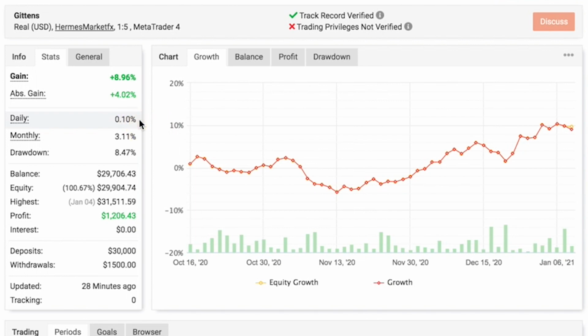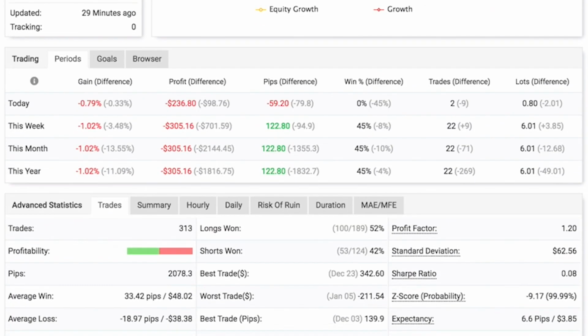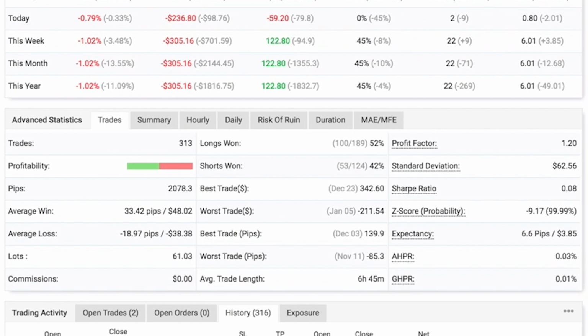From the statistics, we see an average daily return of 0.10%, a monthly average return of 3.11%, with a floating drawdown of 8.47%. And this is because of what happened here, I believe, by mid-November. Okay, let's have a look at the advanced statistics.